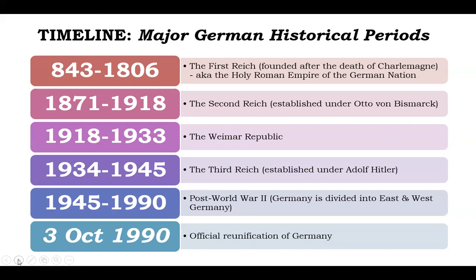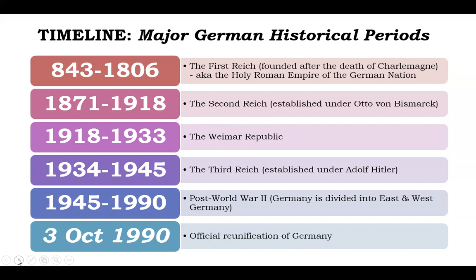From 1806 to 1871, the borders of the small kingdoms and principalities that make up the German nation are in flux. It isn't until Otto von Bismarck unifies them that the nation of Germany is established as the Second German Reich, and this Reich continues until Germany is defeated in World War I. After World War I, Germany was ruled by the Weimar Republic, which was faced with the crippling reparations required following Germany's loss of World War I.